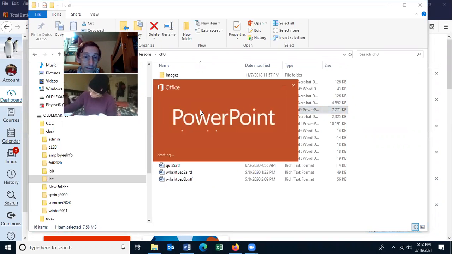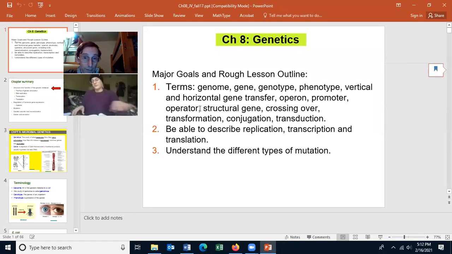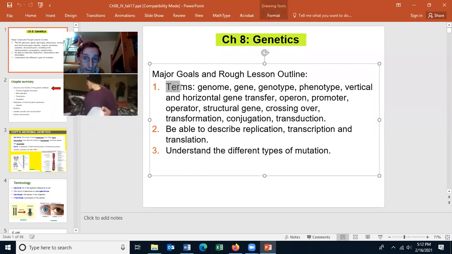And this lesson covers genetics, microbial genetics. So as always, I have a slide introducing the major goals and the lesson outline. Please understand the terms. We'll actually talk about all of them. Be able to describe what DNA replication is, what DNA transcription is, which makes RNA, and then the messenger RNA is translated into protein. So understand what protein translation is. And then lastly, understand the different types of mutation. You'll do this in your worksheet.